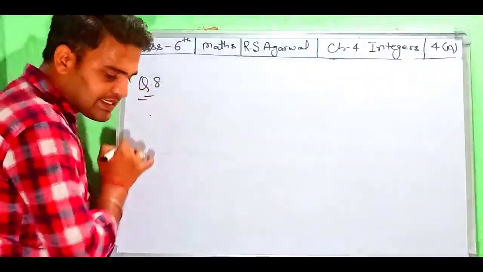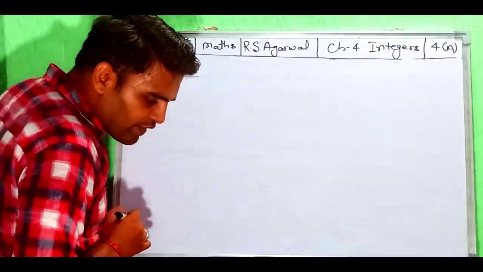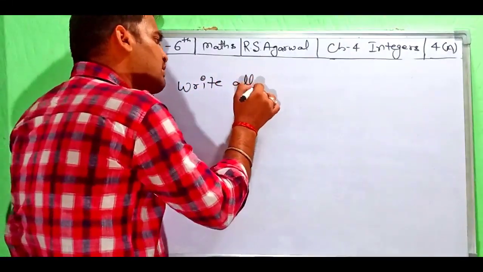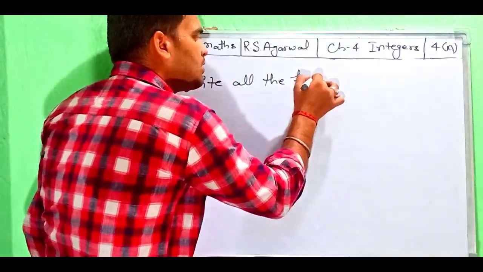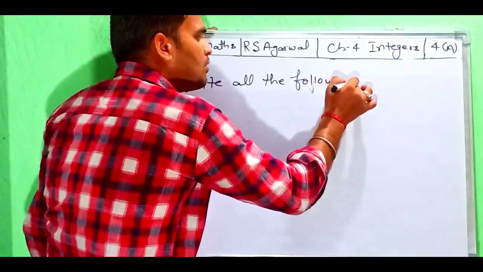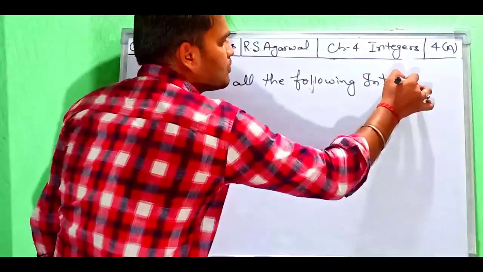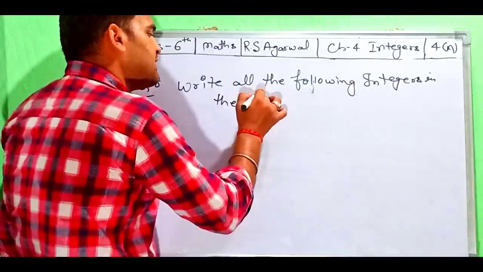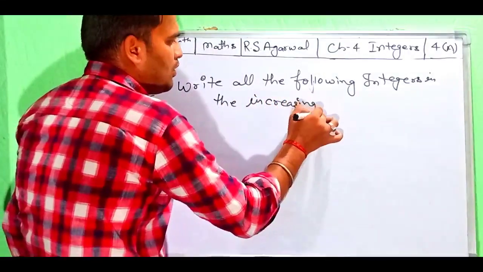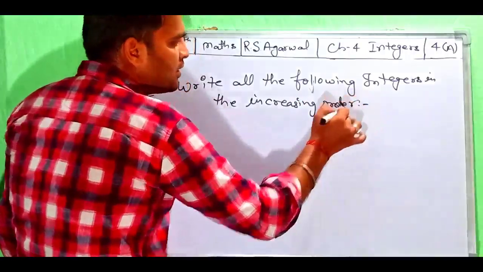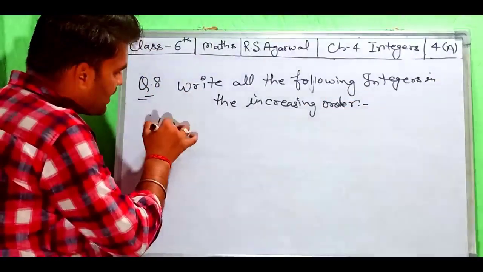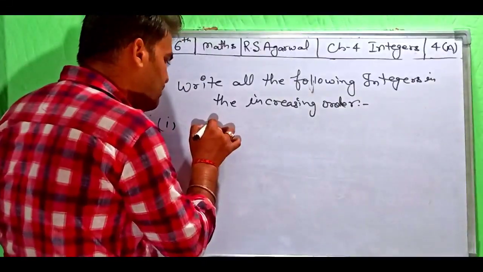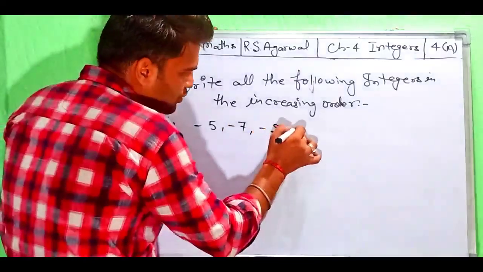What is question number 8 saying? Write the following integers in the increasing order. Our first question is: -5, -7, -2, 0 and 8.